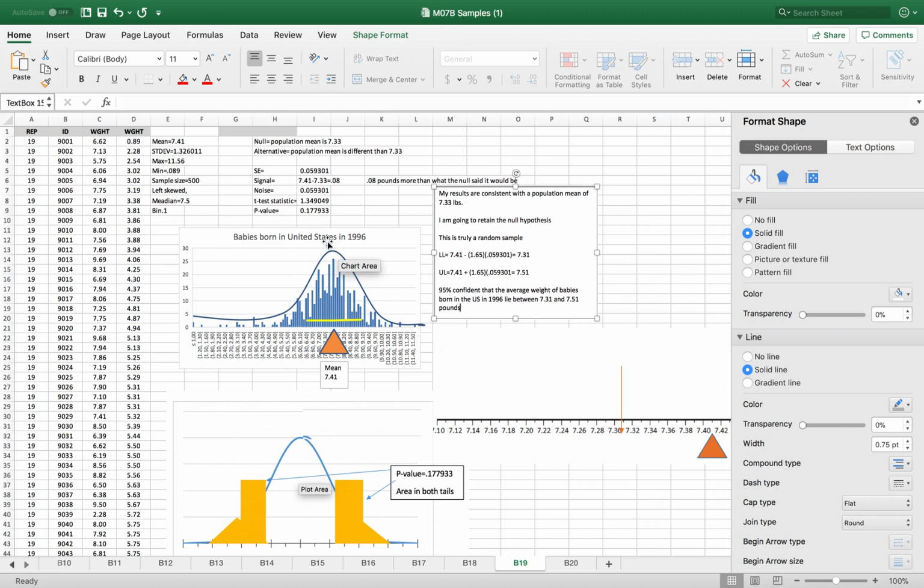I would call this graph a left skew. It's skewed a little bit to the left. There are a few outliers, I would say, but nothing horrible. The median is 7.5. Then I made a histogram with the bin width being 0.1. And here's the histogram. On the histogram, I labeled my mean at 7.41, and this yellow line shows one standard deviation above and one standard deviation below the mean.